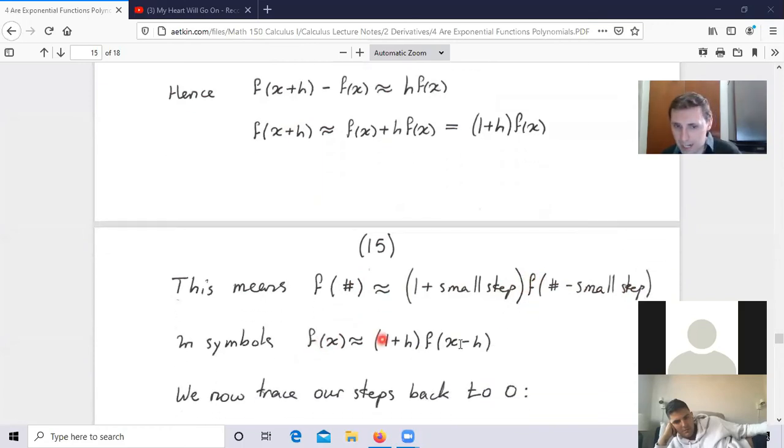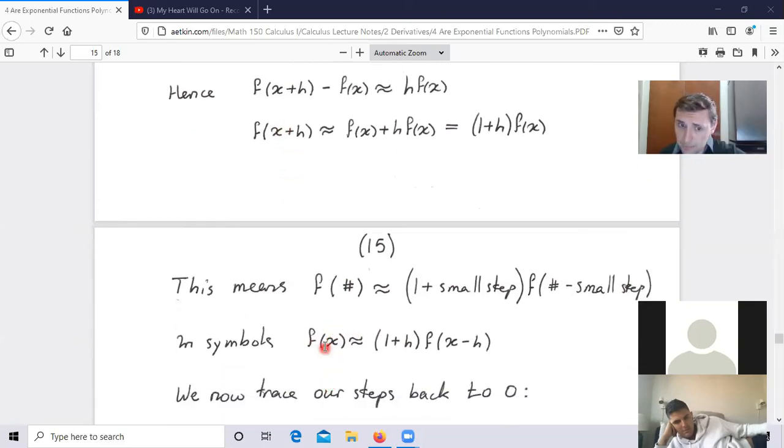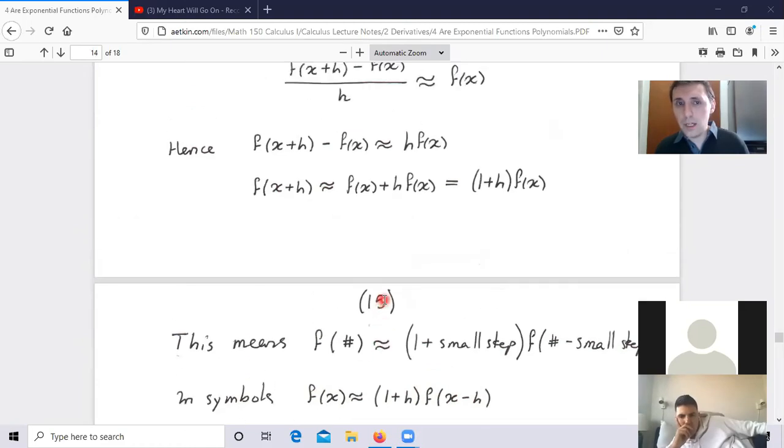So in symbols, I can write it this way. I just now change the symbol x. This just means a number, you understand? This is a number, this is a number. So the function at a number is one plus a small step times the function, taking the step back from that number. Do you understand what I mean from this line to that line, guys? That's just literacy. In other words, I did not look at the symbols, I interpreted the meaning. And that's what I hope you are doing. Do you understand? Please let me know if you do. Or do I have to re-explain it? You understood what I did here.